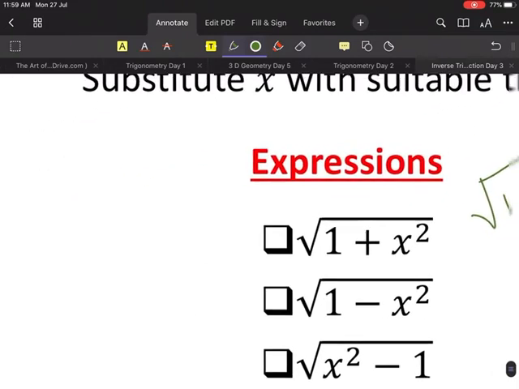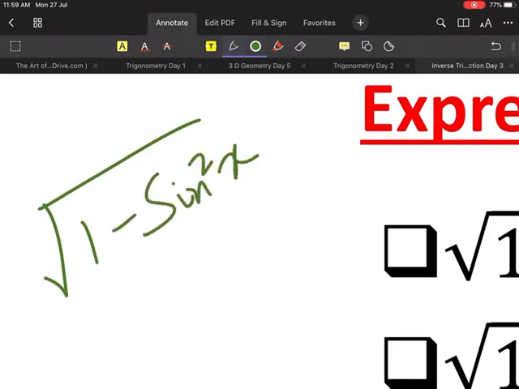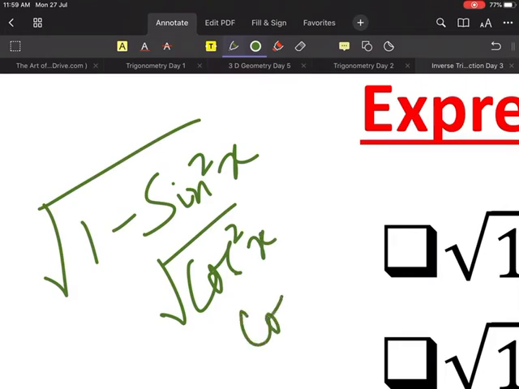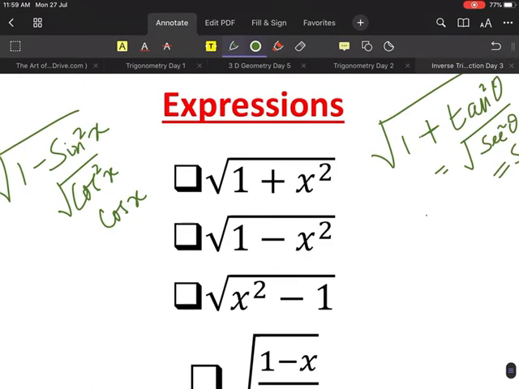Why? You see, if I substitute sin x, what happens? It becomes 1 minus sin square x. And 1 minus sin square x is cos square x. And root over of cos square x is cos x. Everyone clear? Yes or no?